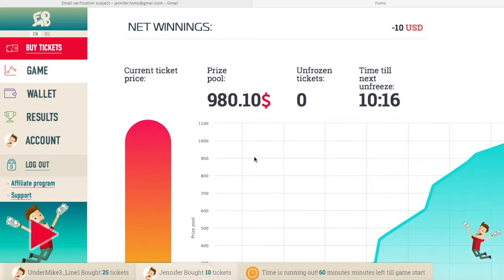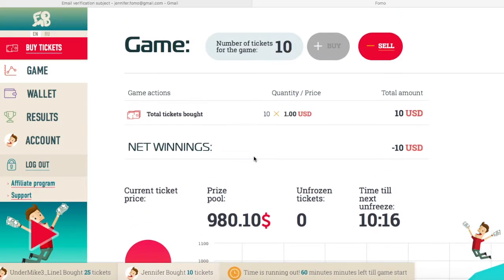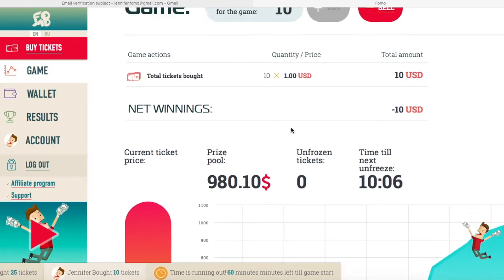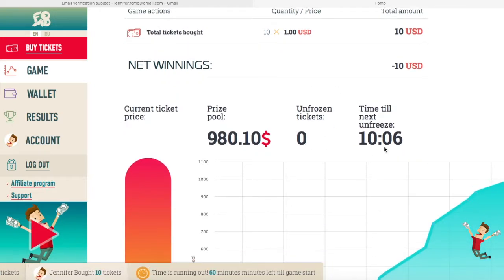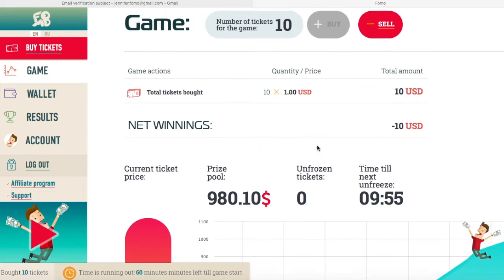So that's basically it. You can see in here the total amount of tickets that you have during the game, that you bought yourself at the beginning. During the next 10 minutes, the unfrozen tickets that are going to be available will pop up in here. And if you want to sell your tickets, you can click in here on the red button sell.